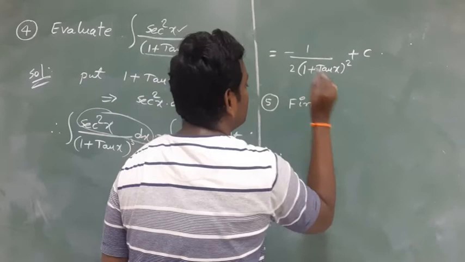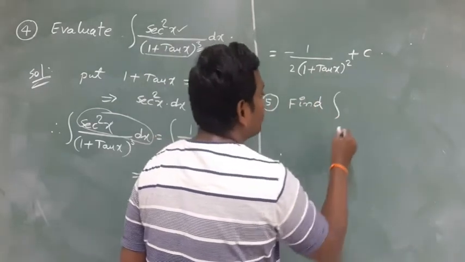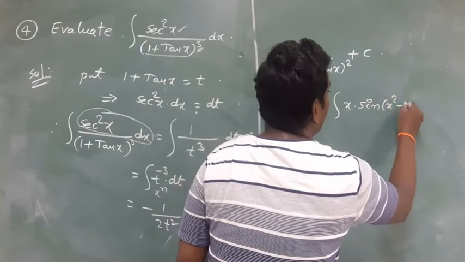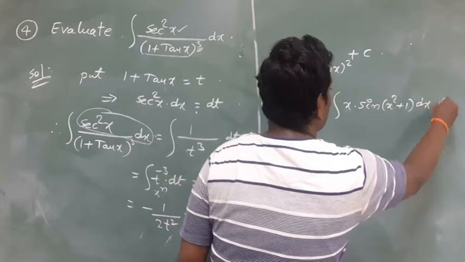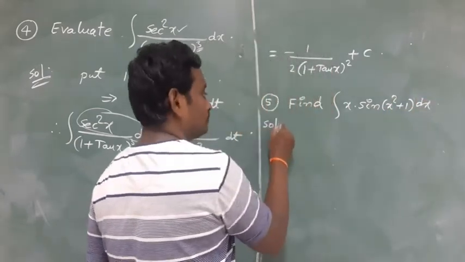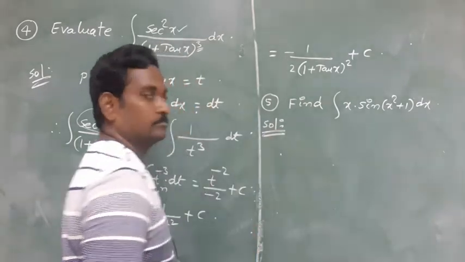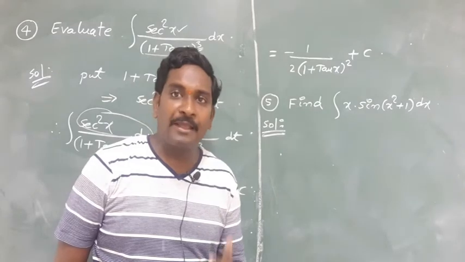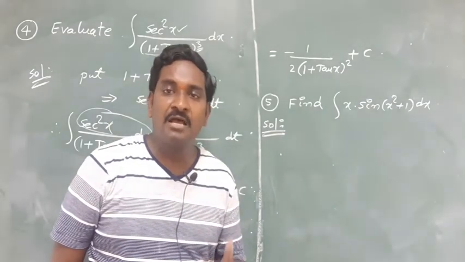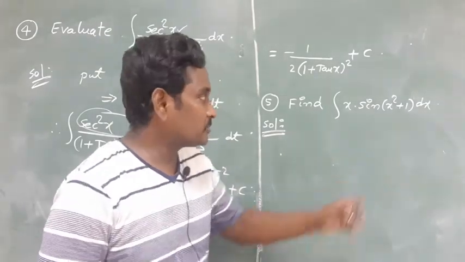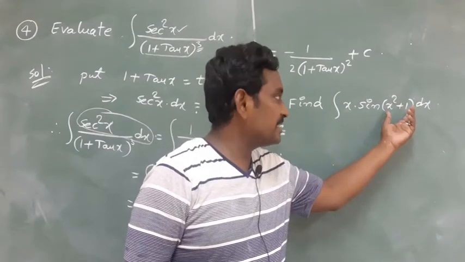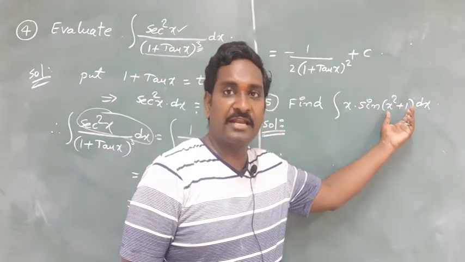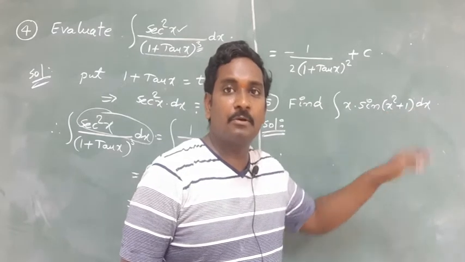Find integration of x into sine of x square plus 1 whole dx. Solution. Please observe the structure of the given problem. Just by eye contact we can easily identify the substitution term. What is the substitution term? x square plus 1. See the angle of sine. Here the angle of sine is x square plus 1. That's why we can take x square plus 1 is equal to t.